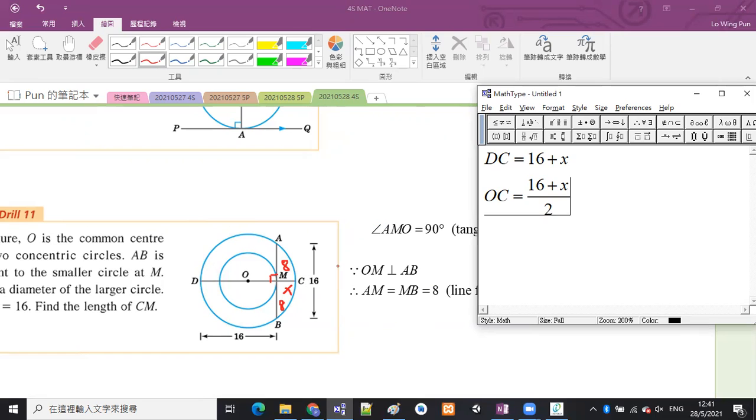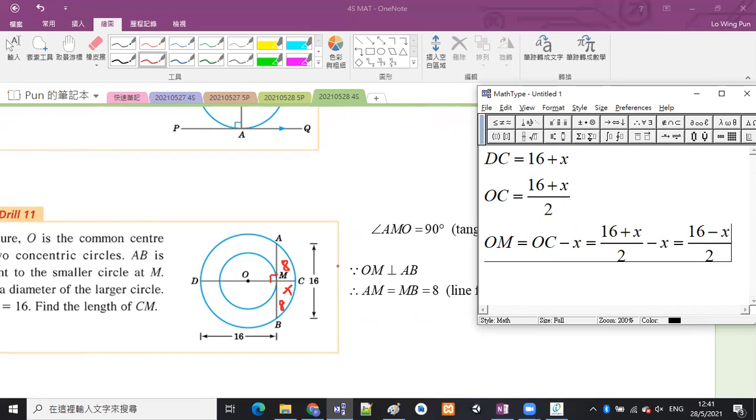Which means that OM should be OC minus X. OM should be equal to OC minus X, which is 16 plus X over 2 minus X. And then when you simplify the fraction, it will be 16 minus X over 2.